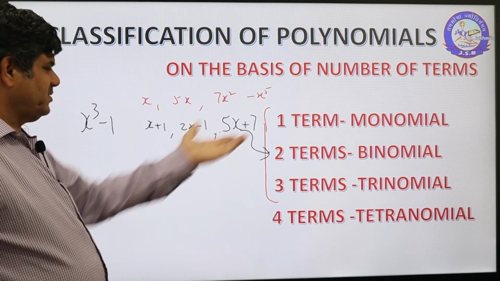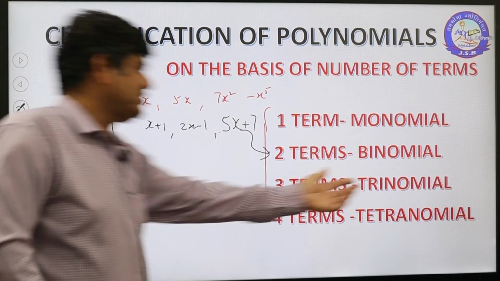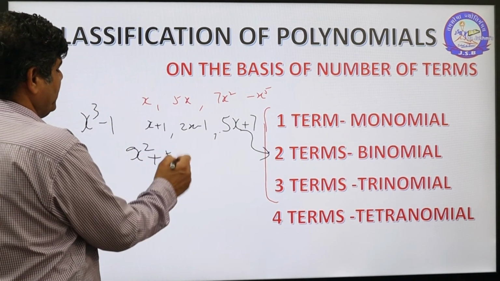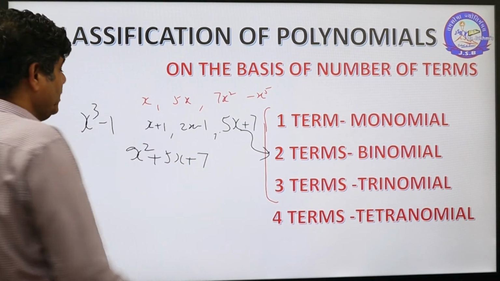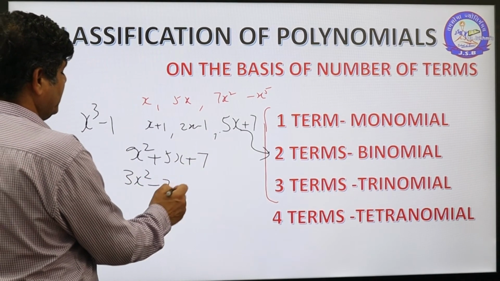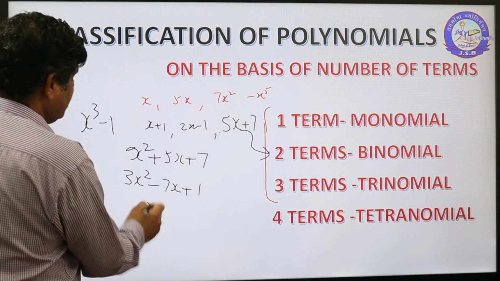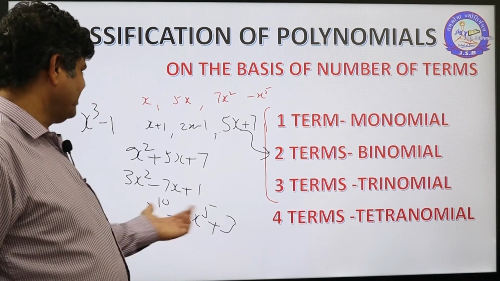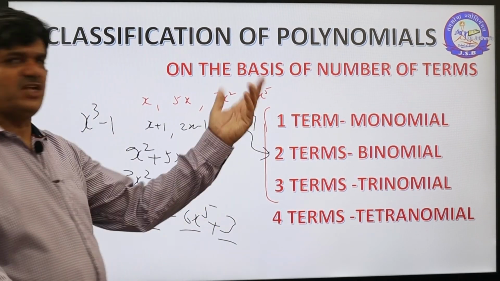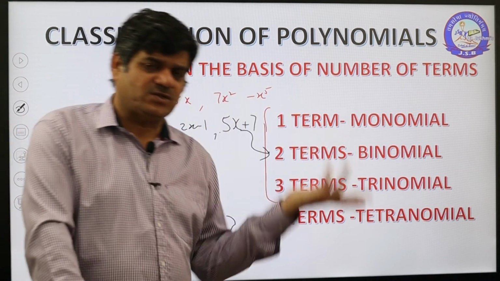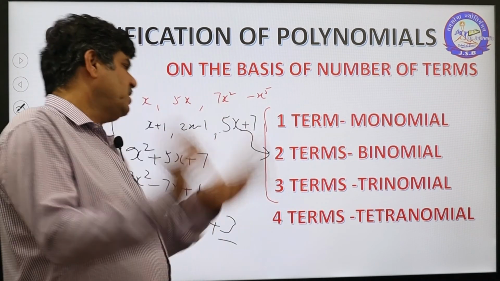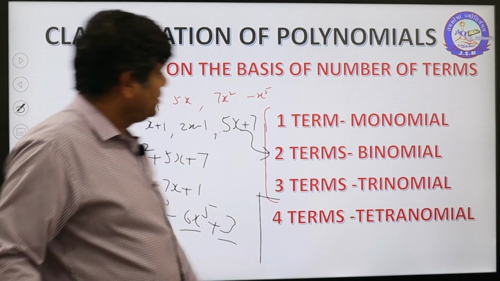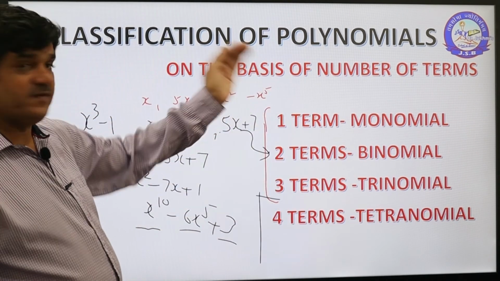So that's in simple words, you can easily understand. Trinomial means having three terms, like x square plus 5x plus 7, like 3x square minus 7x plus 1, maybe x to the power 10 minus 6x to the power 5 plus 3. It can be anything like this: 1, 2, 3 terms, so it's a trinomial. Similarly, if it has 4 terms, it's called tetranomial. But in general, after 3 terms, we use the word polynomials. So this is a simple classification on the basis of number of terms.